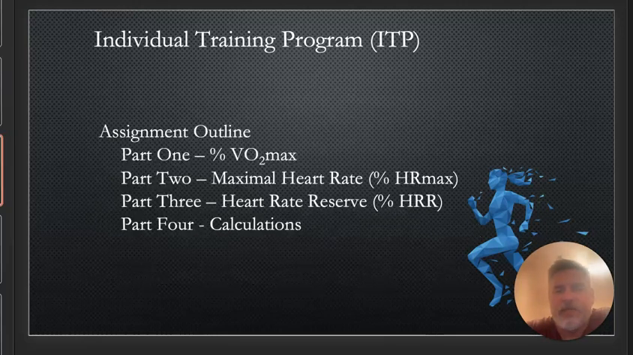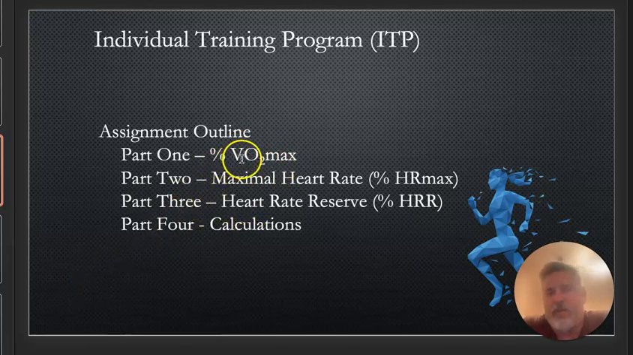So the individual training program is going to have 4 parts. They're not very long, but I wanted to divide them up here so it would be really easy for you to understand and follow. Part 1, you're going to be working with percent VO2 max. Part 2, you're going to be working with maximal heart rate. Part 3, you're going to be working with heart rate reserve. Part 4 is an area where you're going to show me calculations. So I'm going to give you an overview real quick and then I'll go into details.